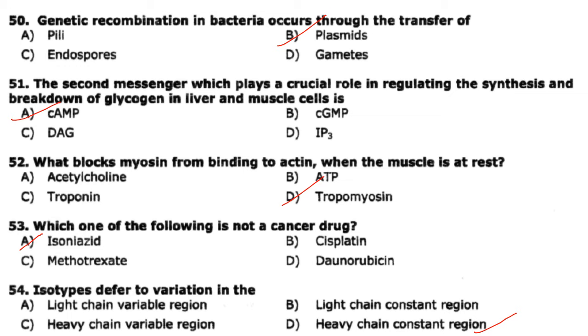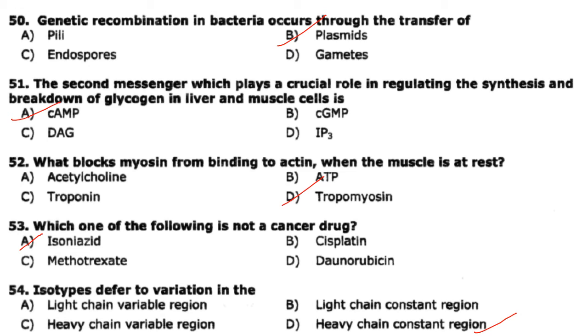The second messenger which plays a crucial role in regulating the synthesis and breakdown of glycogen in liver and muscle cells is cAMP. That is the second messenger that plays a crucial role in regulating the synthesis and breakdown of glycogen in liver and muscle cells. Then next one. What blocks myosin from binding to actin when the muscle is at rest? So it is tropomyosin that blocks myosin from binding to actin. Answer is option D.